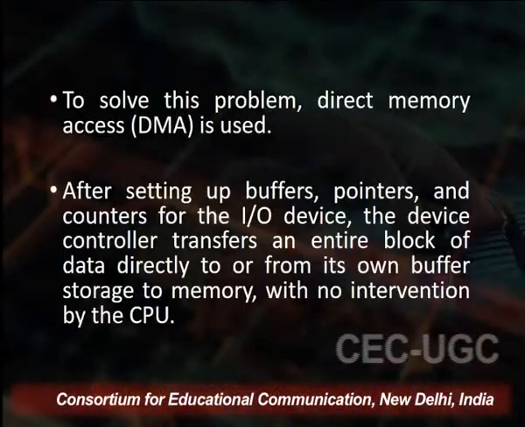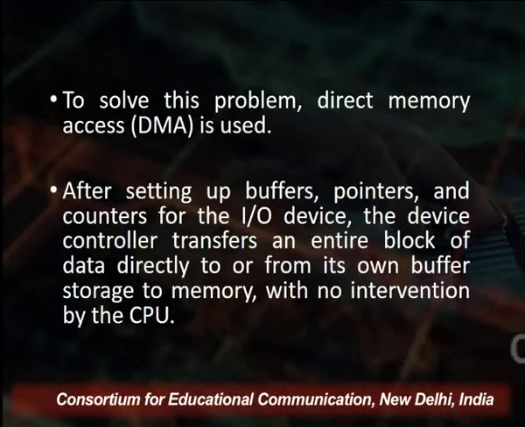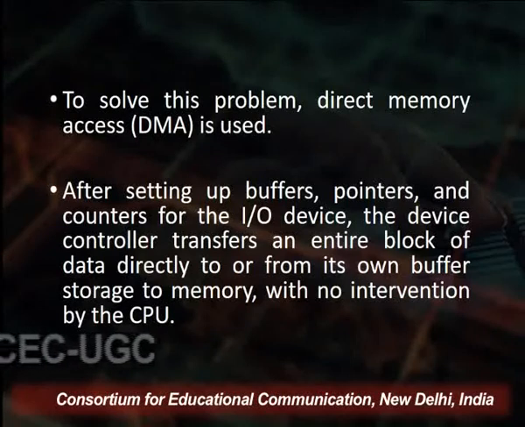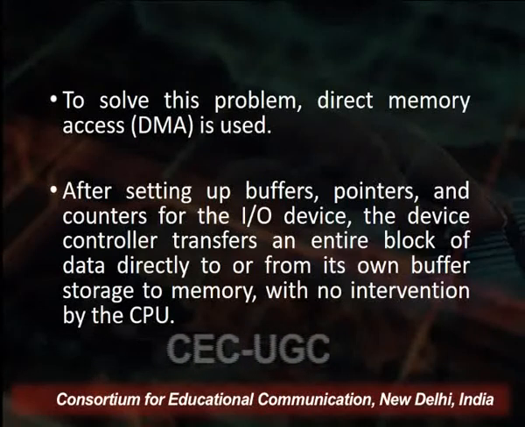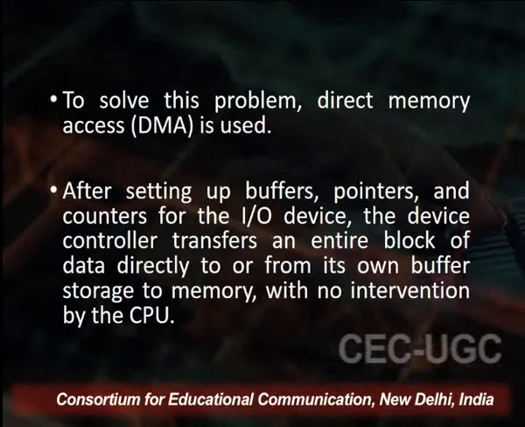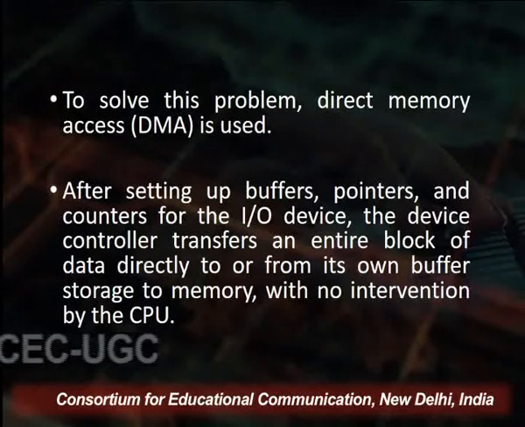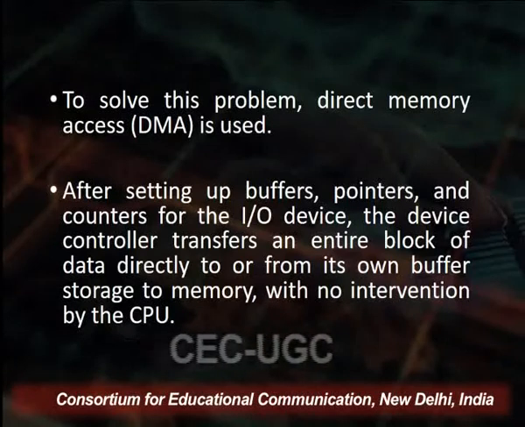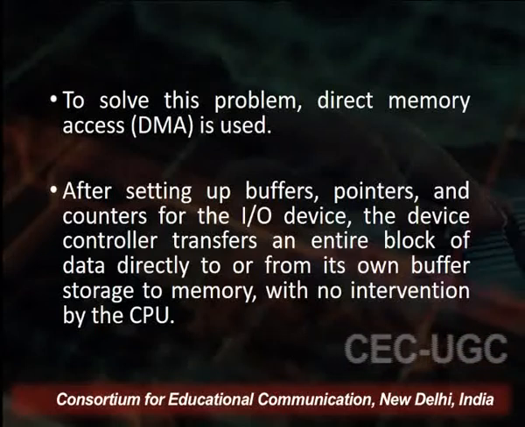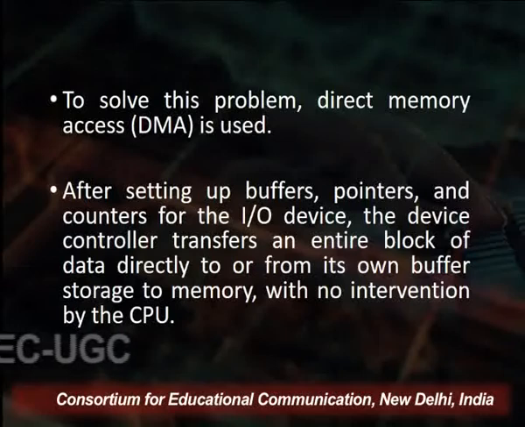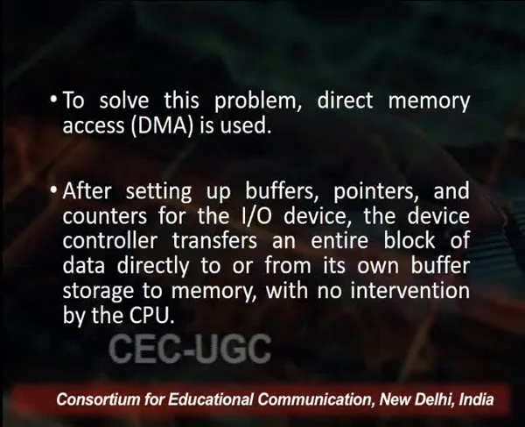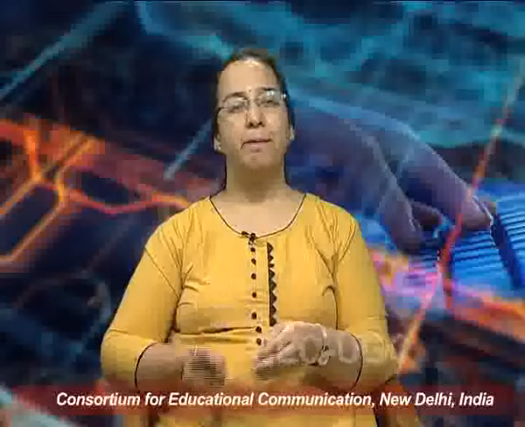So in order to solve this problem, we have another method. Apart from this interrupt driven input output, we have direct memory access, which is known as DMA. Now what happens in DMA? Let's see. After setting up the buffers, pointers and the counters for the input output devices, the device controller transfers an entire block of data directly to or from its own buffer to memory without any intervention by the CPU.